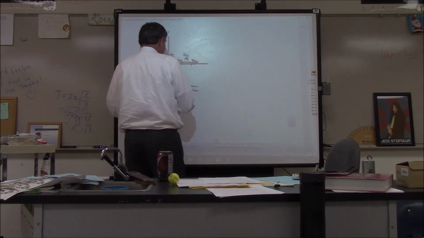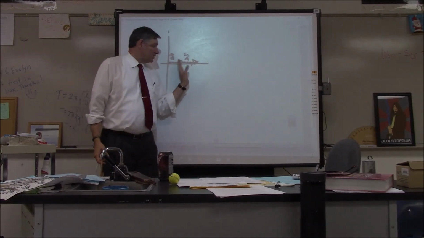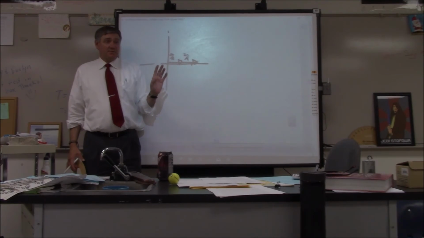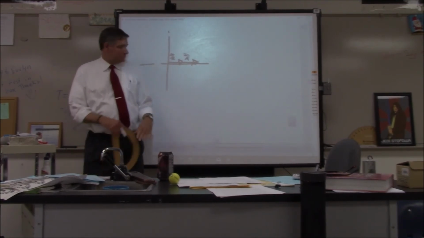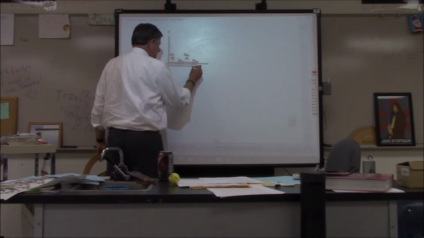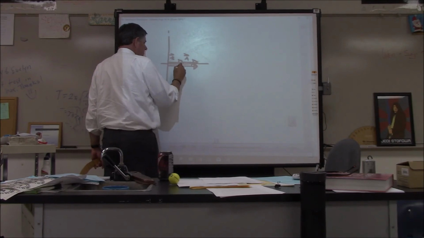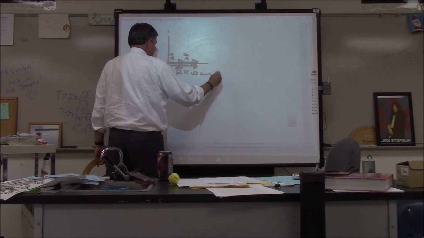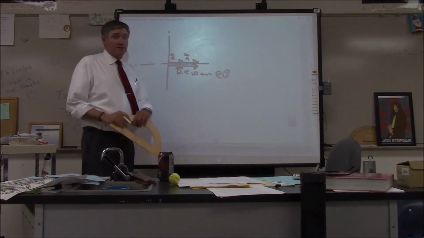So this is like two people pulling with the same force in the same direction. So what's the resultant going to be? 2A. So you can draw that so you don't overlap it. So here's the resultant, which is going to be 10 centimeters at 0 degrees.